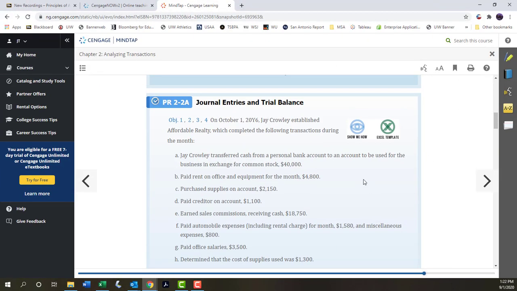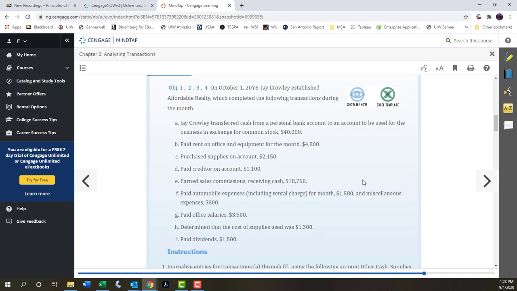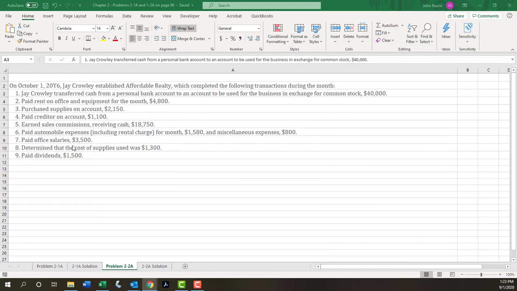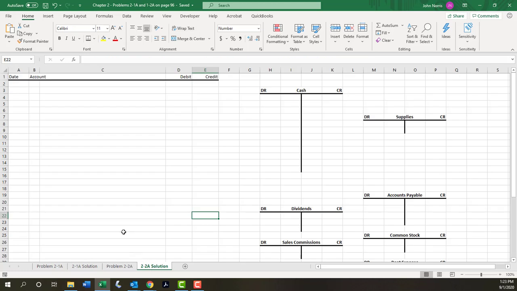All right, problem 2-2A. On this one, on October 1, 2016, Jay Crawley established Affordable Realty, which completed the following transactions during the month. And just like before, I have copied the problem into the Excel file under the tab problem 2-2A, and then my solution is here. Once again, in the right columns, a ledger page to record the transactions, A through I, and then a series of T accounts to post those transactions.